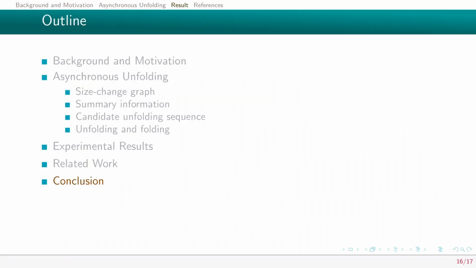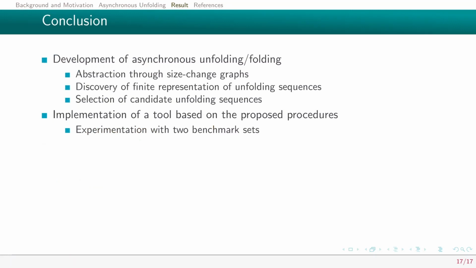Now I would like to conclude this talk by stating the main contributions of our work. We developed an algorithm for asynchronous unfold for transformation in a systematic manner. For that, we showed how we can abstract the predicate definitions to capture essential information. Then we explained how we finitely represent all unfolding sequences and then how we construct constraints from it to find candidate unfolding sequences. Finally, we presented our experimental results that give the evidence of its usefulness. Here I finish this talk.